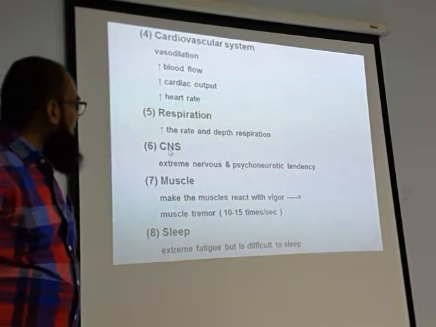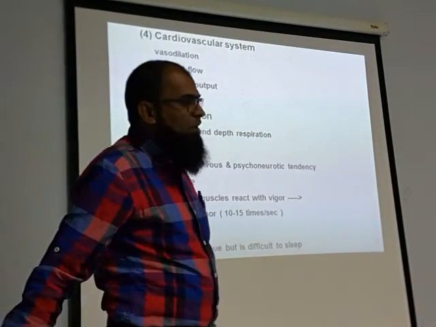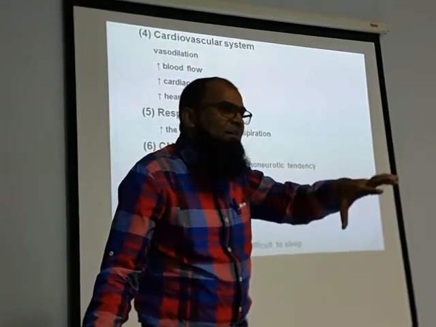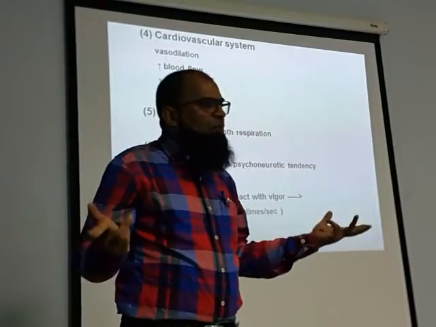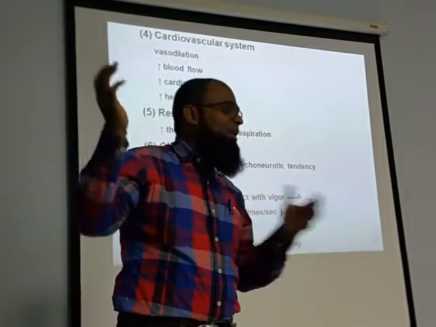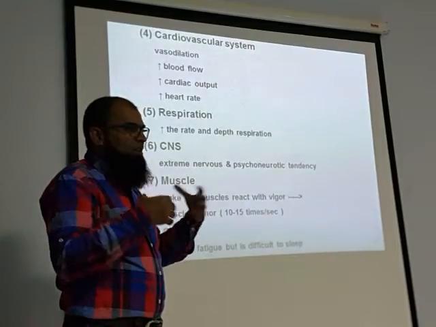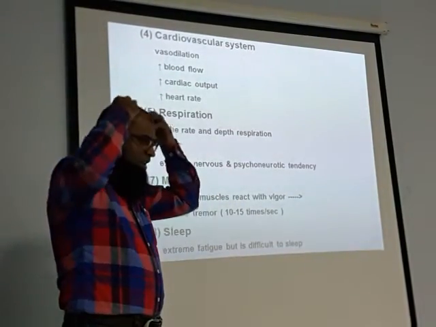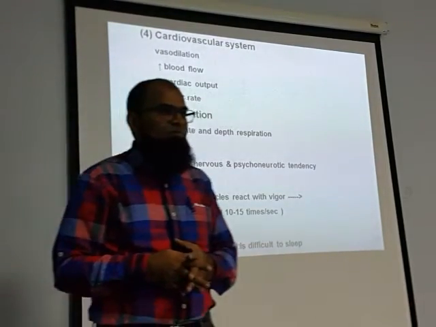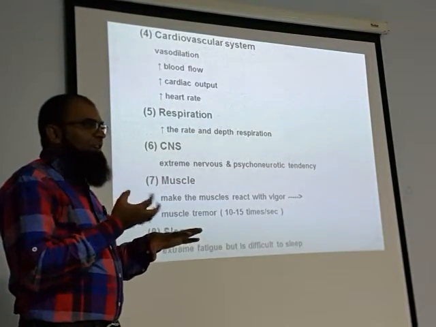Then the CNS. The effect on the CNS is extreme nervousness and psychoneurotic tendencies seen in patients with hyperthyroidism. Normally it has some activity on the brain, but we don't know because the person is normal. We know the activity is there whenever there is a hyper or hypo condition. In the hyper condition you see extreme nervousness, irritability, irritation, many thoughts in the mind, and psychoneurotic tendency. Is it clear? Then muscle: it increases the muscle contraction.